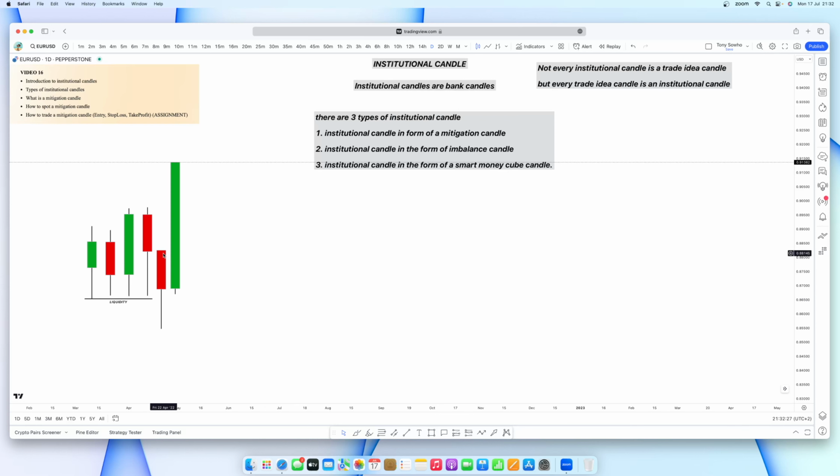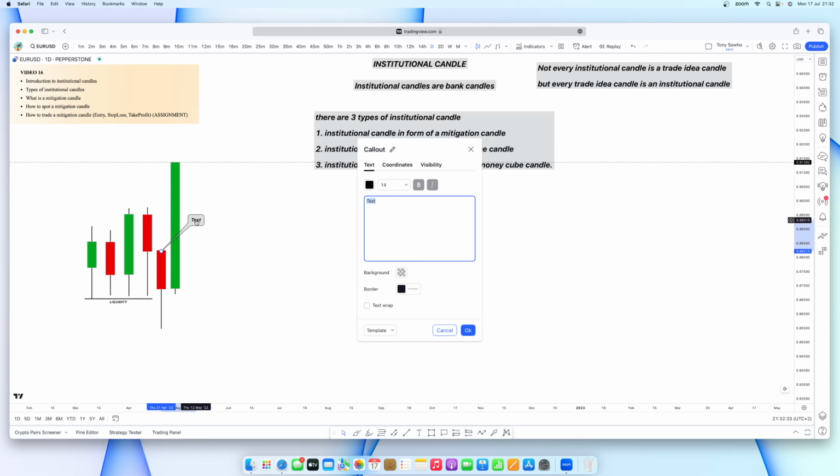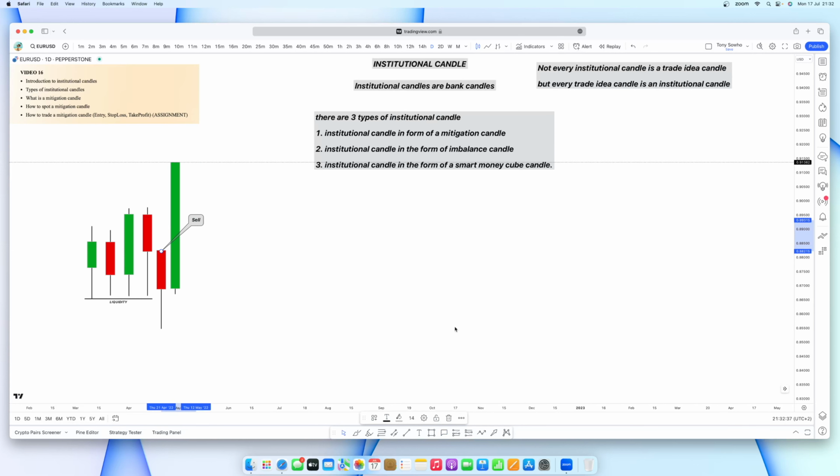Let's say the institutions got in here. They sold down in this area. This is where they sold. This is where they took the sell from. And then they captured this liquidity down here. And then they bought down in this area here.